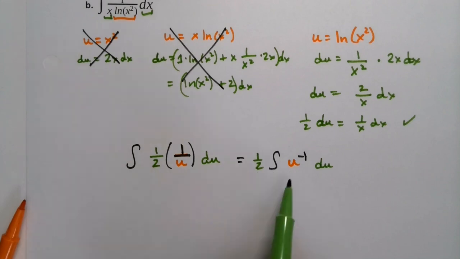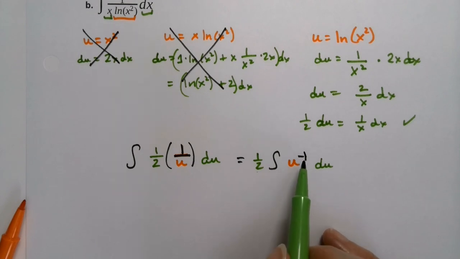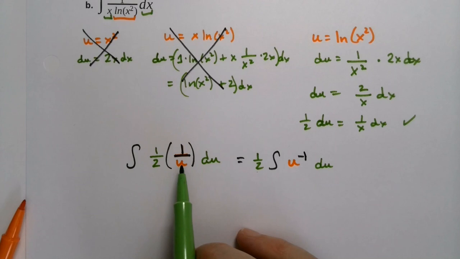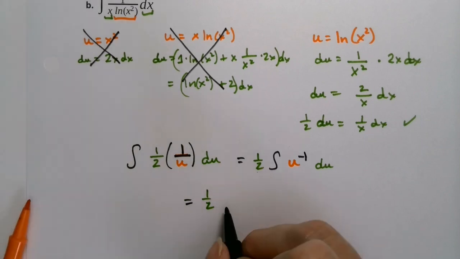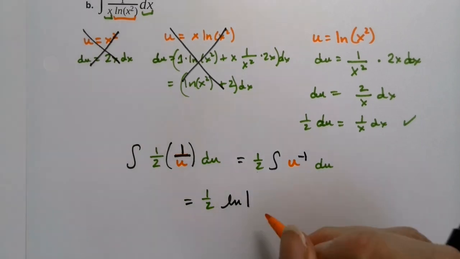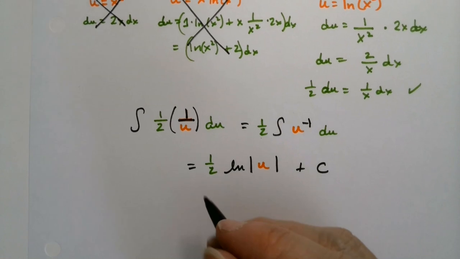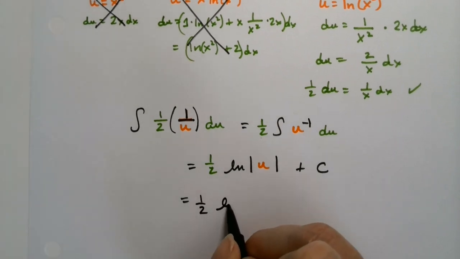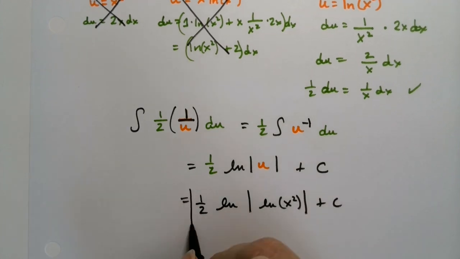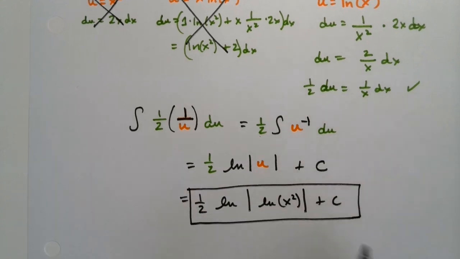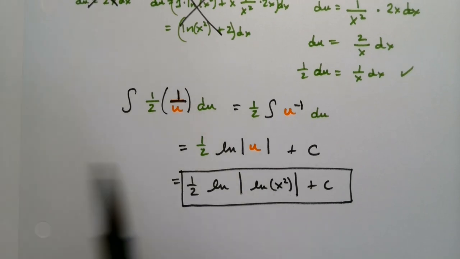Okay, but the integral of u to the negative 1, you might think, oh, I'll just add 1 to the power. But if you add 1 to the power, you get 0. And there's no way the derivative of 0 is 1 over u. That doesn't work. So what this is, is 1/2 natural log of the absolute value of u plus c. And that would be 1/2 natural log of the absolute value of the natural log of x squared, plus c. And yes, you do have to use the absolute values because the natural log of x squared could be negative. And so you have to have absolute values in there because you cannot take the log of a negative number.